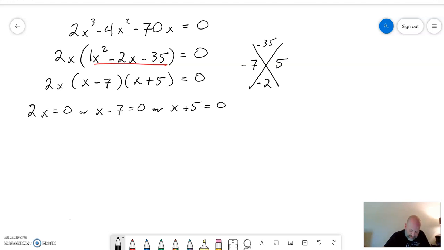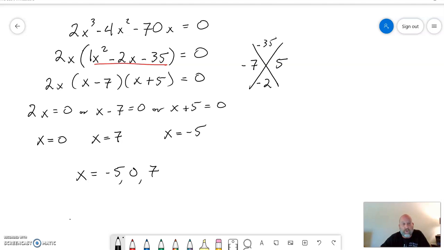Well, here, 2 times x is 0. The only way that happens is if x is 0. So that's one of my solutions. And then here, if I add 7 over, I get x is equal to 7. That's another solution. And over here, if I subtract the 5 over, I get x equals negative 5. And so I have three solutions here. I have x is equal to negative 5, 0, or 7. All of those will work when you plug them into the original equation. And I'll leave those to verify for yourselves.